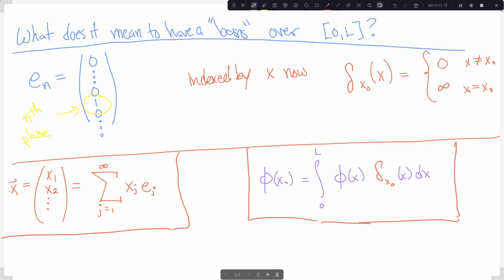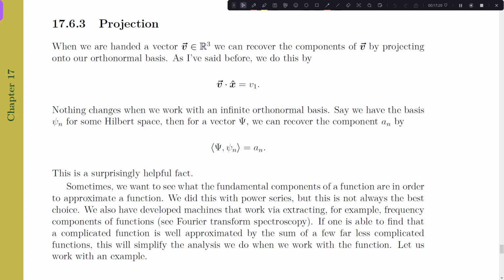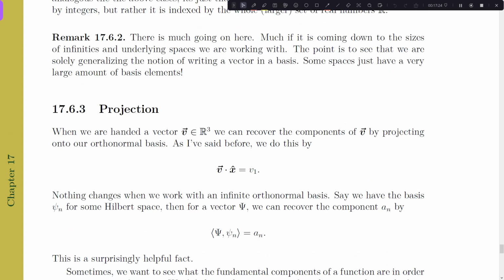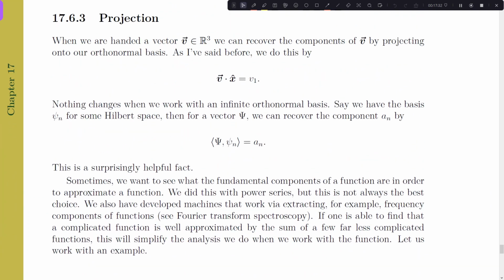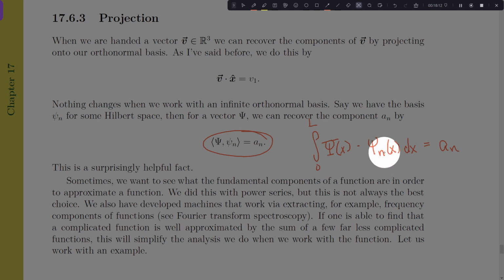Now let's jump back to the book and see what that's saying. Okay, so I've jumped to subsection 17.6.3 here because point 2 is basically what I was saying, just in a lot less detail. And so when we jump to 17.6.3, we're jumping to now projections. It turns out that we can represent projections in an infinite dimensional setting using an inner product, capital psi of x against lowercase psi sub n of x dx. Since that is an inner product, it produces the coefficient a n of a projection. This is saying how much overlap does any specific psi of x have against another one, maybe indexed by n.